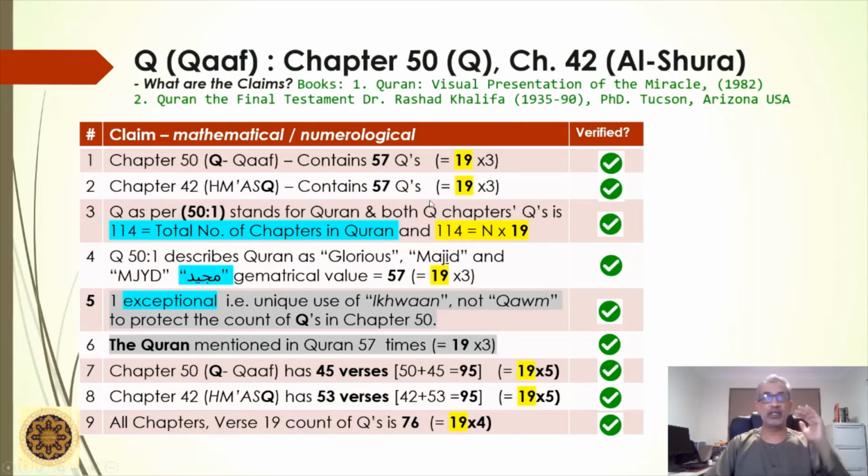So just a quick capture on this. Chapter 50, which is the Qa'f Surah, contains 57 Qa'fs. Yes, that was proven, 19 by 3. So the 19 stays true.